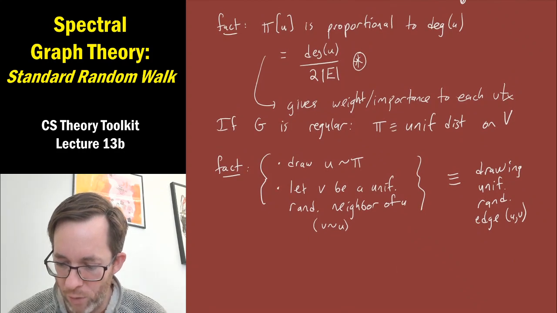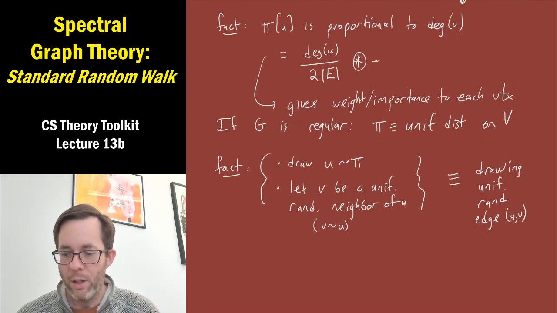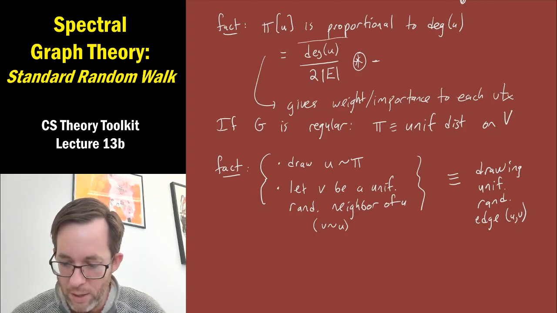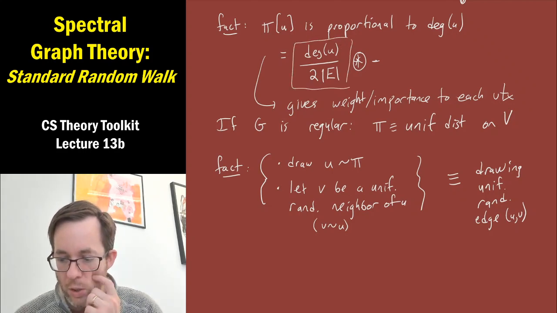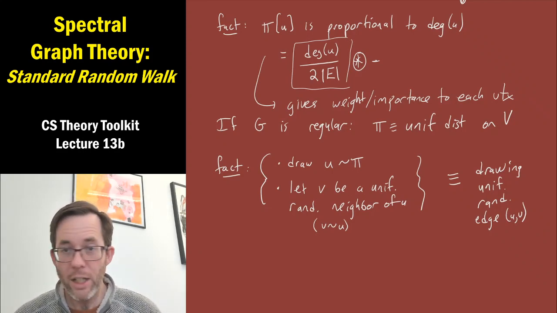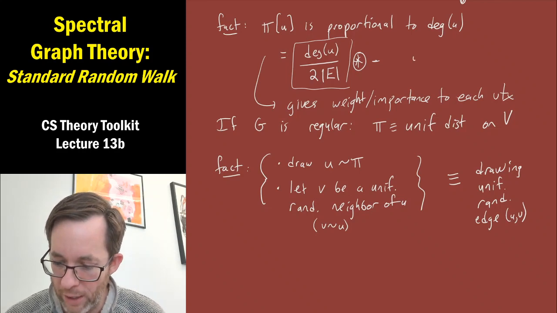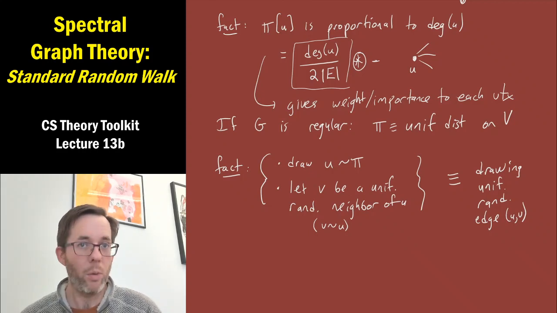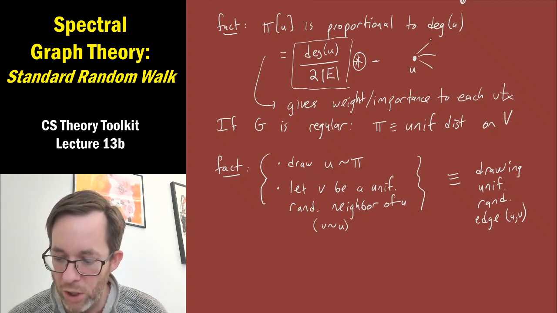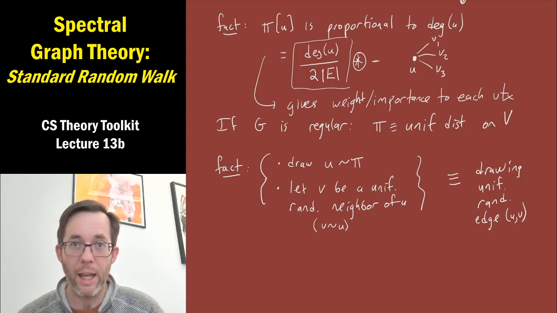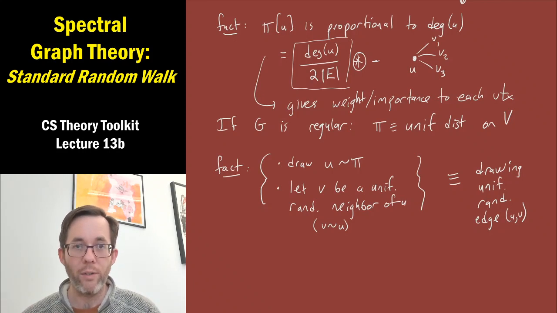Maybe one way to understand it is to look at this formula here. First u is chosen in this little experiment, and the probability that u is chosen is degree of u, times 2, divided by 2 times the number of edges. And then, conditioned on getting to some vertex u, we choose a uniformly random neighbor of u. How many neighbors does it have? It has degree of u many neighbors. And so each of them, v1, v2, v3 here, is chosen with equal probability, and that equal probability is 1 over the degree of u.